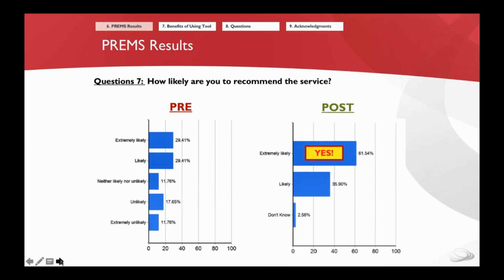Also, in terms of that key question again, how likely are you to recommend this service? Pre-intervention, extremely likely was at 29%, but post-intervention, it jumped up to 61%. So you could see that those interventions really not only engaged staff, but actually delivered outcomes in a key way.